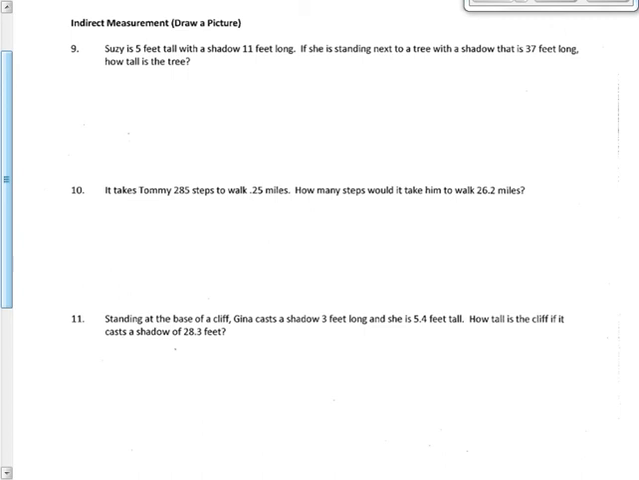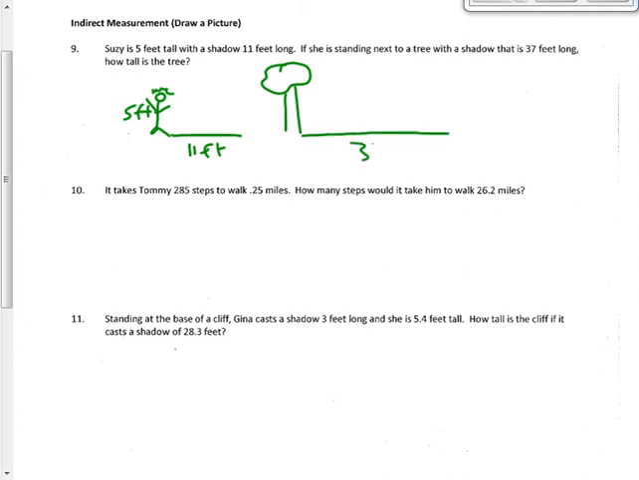So here's a picture. I've got Susie here, nice curly-haired Susie. So Susie is 5 feet tall. She has a shadow that's 11 feet long. She's standing next to a tree. Here's the tree, nice curly-topped tree. The tree has a shadow that's 37 feet long. We want to know, how tall is the tree?